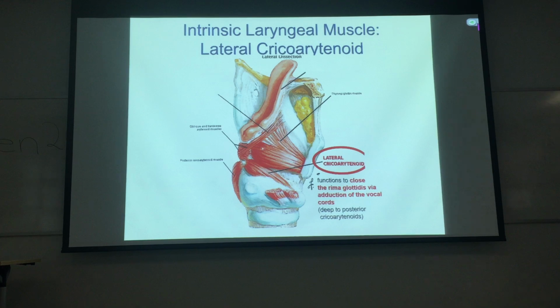Remember, all these muscles are innervated by what? The recurrent laryngeal nerve, except for the cricothyroid, which has been cut off on this side.